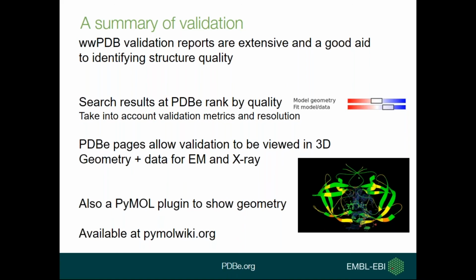It's also worth noting that, available from the PyMol wiki, there is a plugin that we have to show the geometry, so you can open your structure in PyMol and color it by these geometrical outliers: green, yellow, orange, and red too.